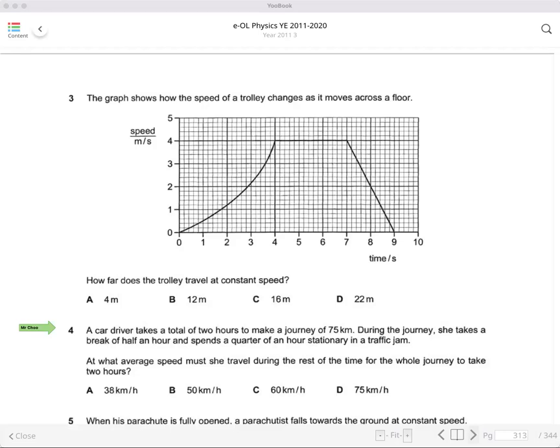Well done. For question 4, the key thing you all must know is average speed is equal to total distance over total time. The keyword here is total. Understand? You must know the total. So three of you got it correct. Well done. How about the rest of you?